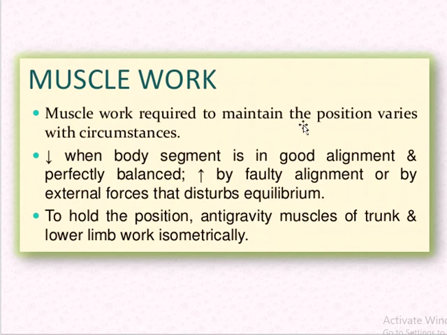Muscle work required to maintain the position varies with circumstances. It decreases when the body segment is in good alignment and perfectly balanced, but muscle work increases with faulty alignment or with external forces that disturb equilibrium. To hold the position, anti-gravity muscles of the trunk and lower limb work isometrically.